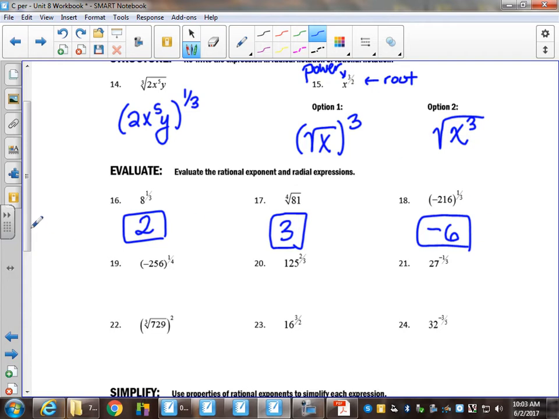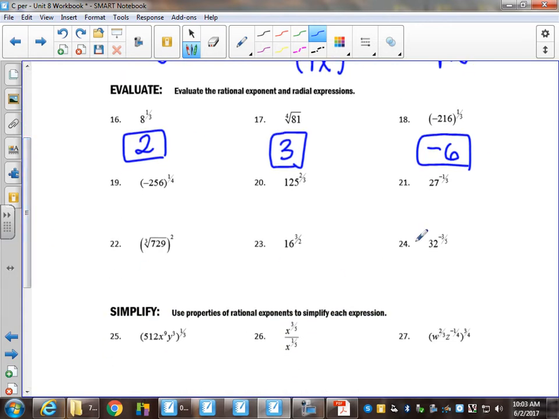Good. New voices for 19 to 24. Gene, 19. Very good. Why no solution? Because of those parentheses, we're saying the negative sign would be outside or underneath the radical. Underneath, is that okay? No. New voice for 20?